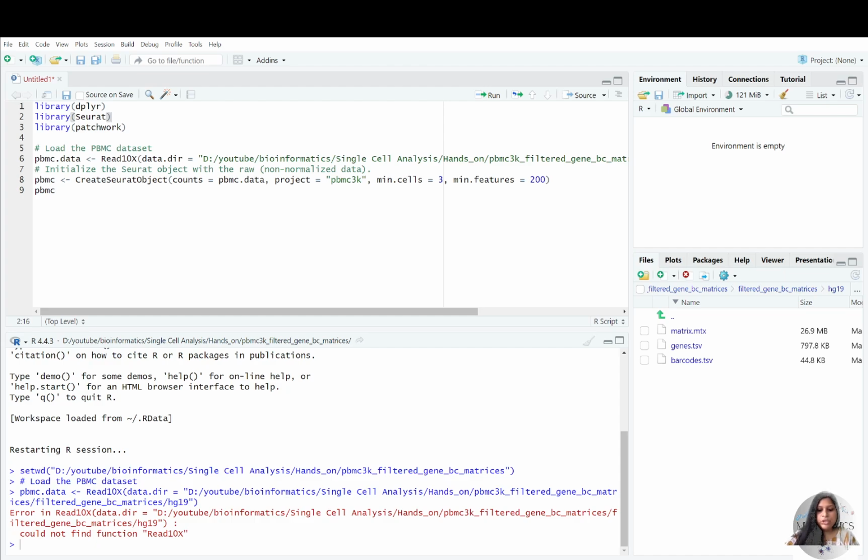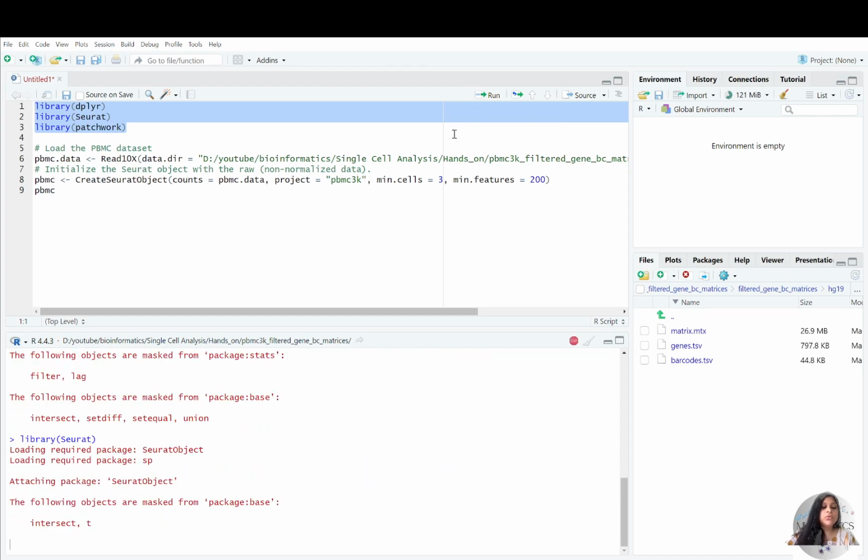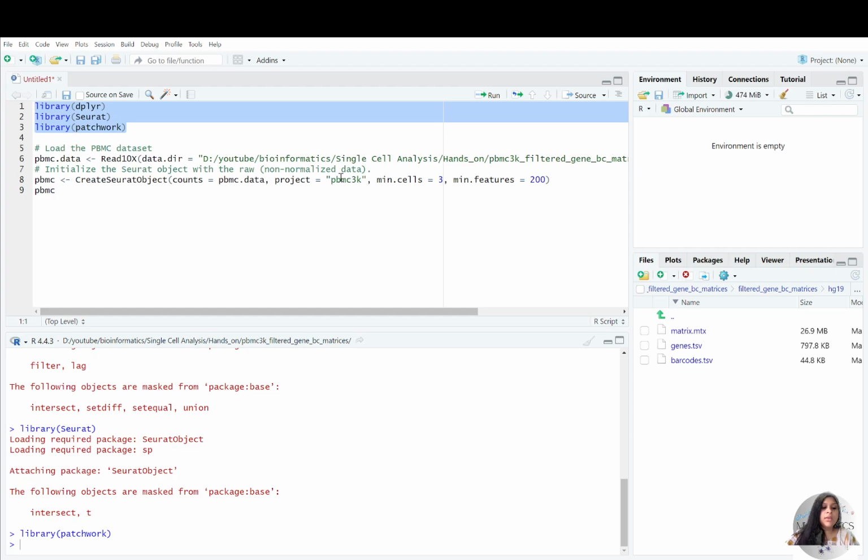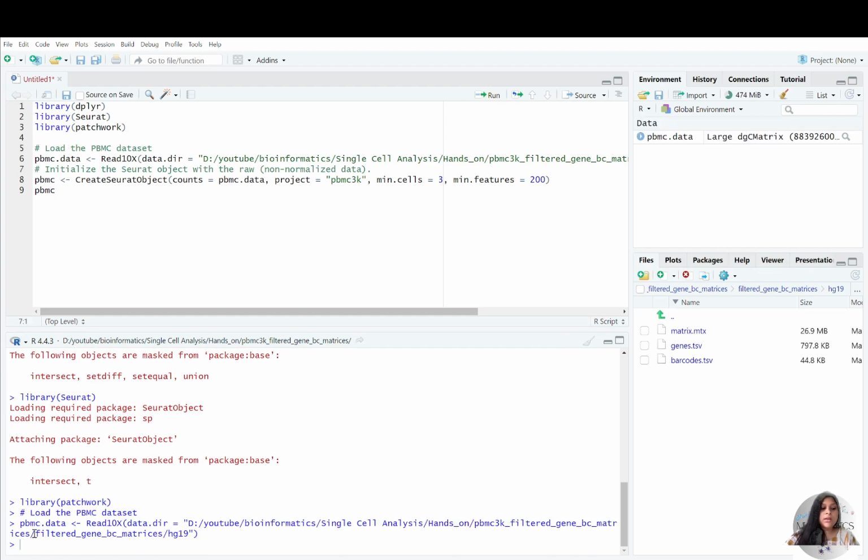So the issue was, what would be the issue? Okay, I have not loaded these libraries. So it's very important to load these libraries. Okay, because Seurat was not loaded, and this Read10X function is actually a function of the Seurat library. That's why it was not working. It was throwing an error. Now, if I run this, you see now it is run.